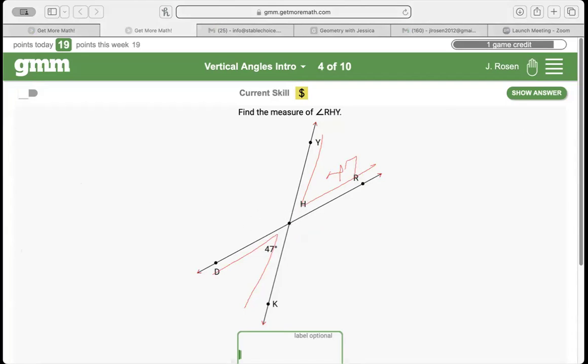Okay. And again, these right here are vertical to each other as well, but it's only asking us for one pair. Okay. So if you have any questions, reach out. Other than that, hopefully this isn't too complicated and you can get your 10 points and get more math.